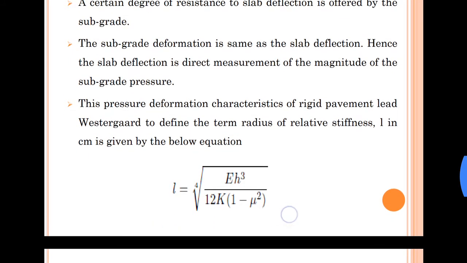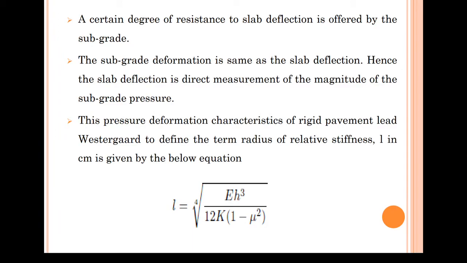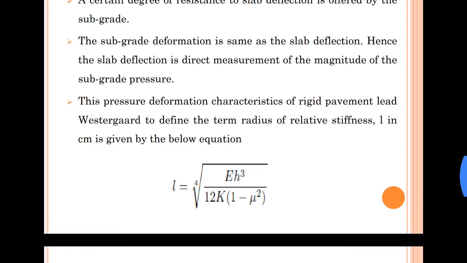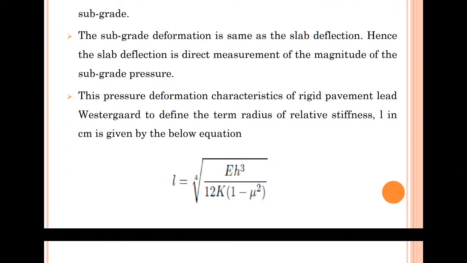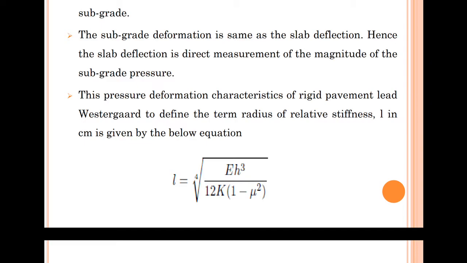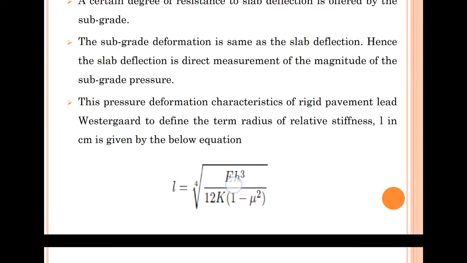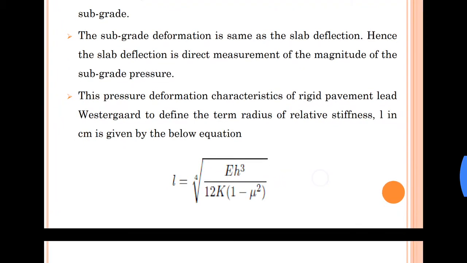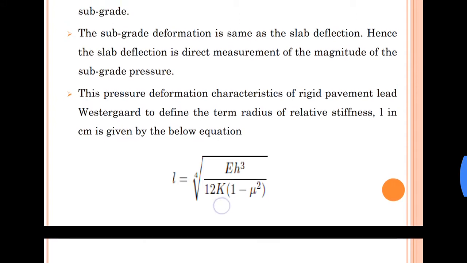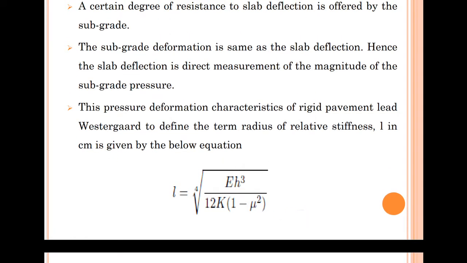The equation is as follows: L is equal to the fourth root of E H cube divided by 12 K into 1 minus mu square, where E is the modulus of elasticity of concrete, H is the thickness of the slab, K is the modulus of subgrade reaction, and mu is the Poisson's ratio.